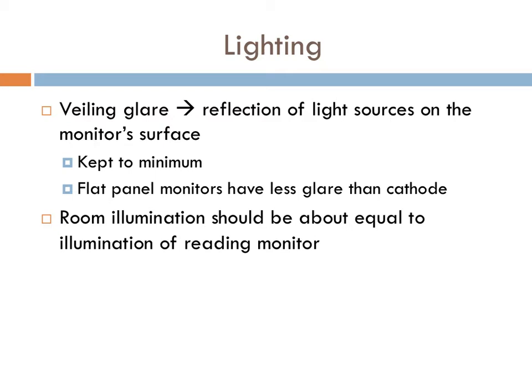Veiling glare is the reflection of light sources on the monitor surface. Of course, this should be kept to a minimum, and just know that flat panel monitors have less glare than cathode ray tubes do. It is a misconception that radiologist reading rooms should always be really dark. Room illumination should be about equal to the illumination of the reading monitor. So this means that when new monitors become available, and remember they have a higher illumination output level, the room's ambient lighting should increase with that as well.